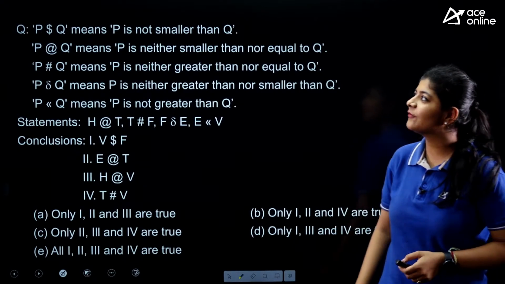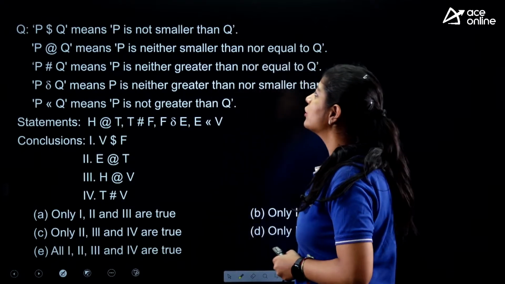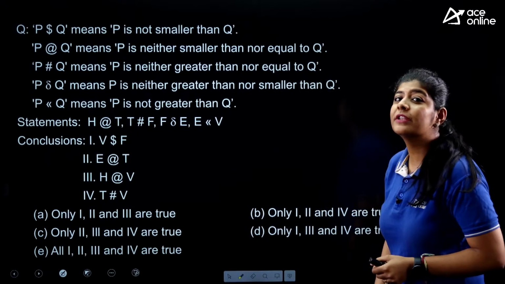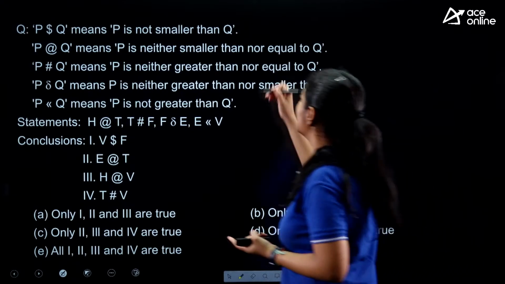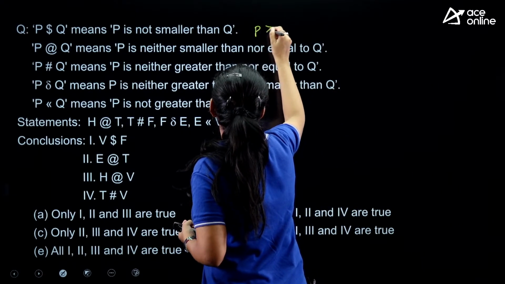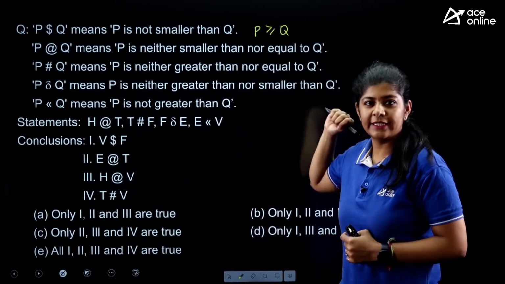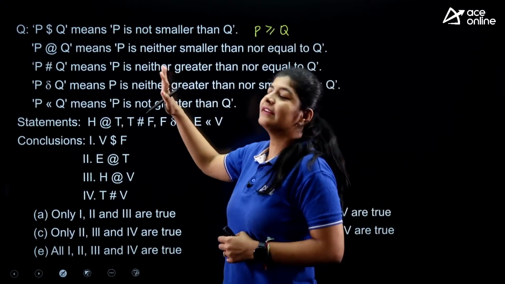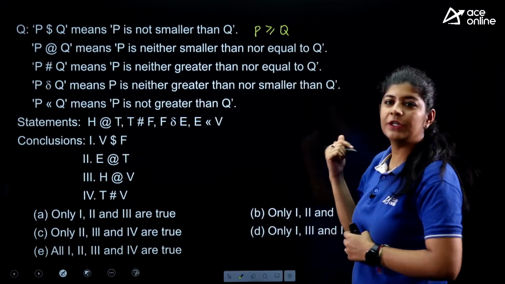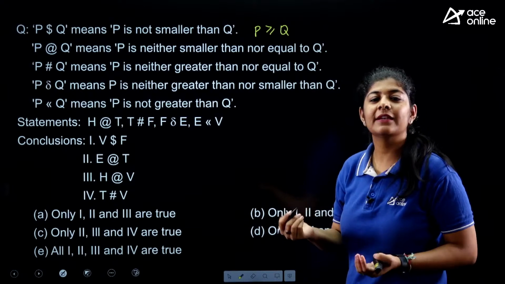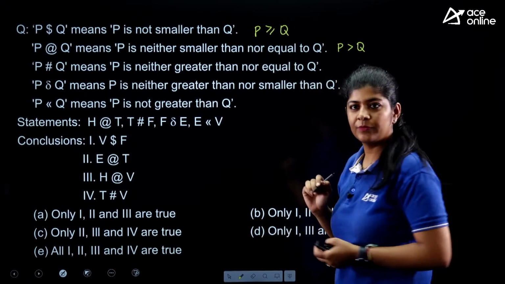It's very simple. The first one says that $Q means P is not smaller than Q. That means P should be greater than or equal to Q. We can deduce this from the first line, right? Next, P@Q means P is neither smaller nor equal to Q. That means P is greater than Q, right?